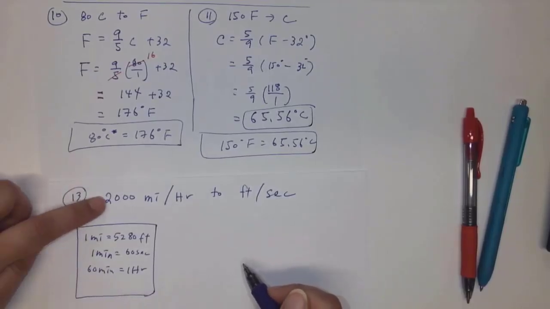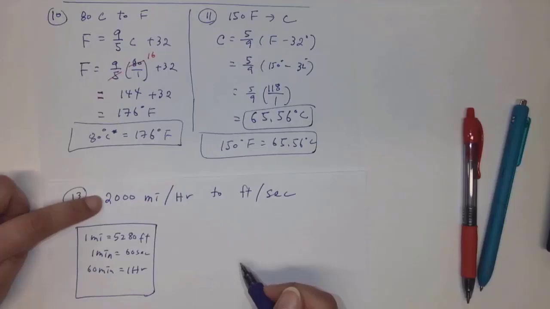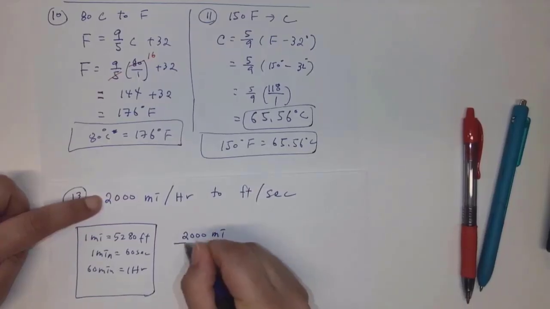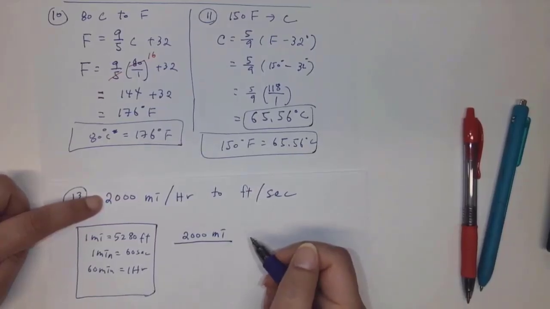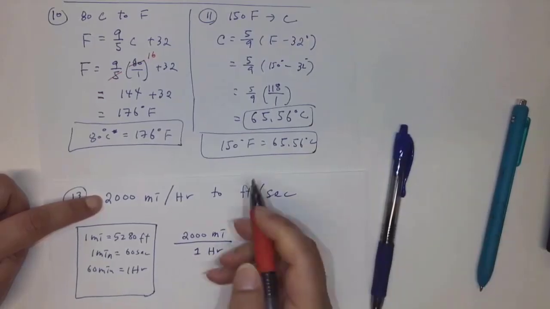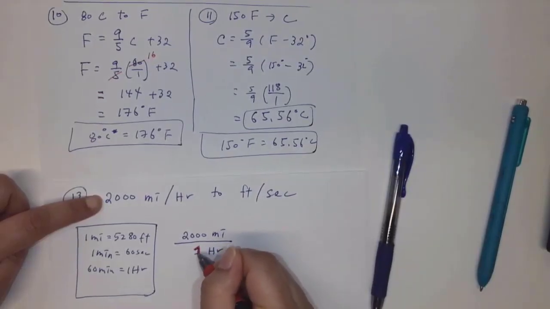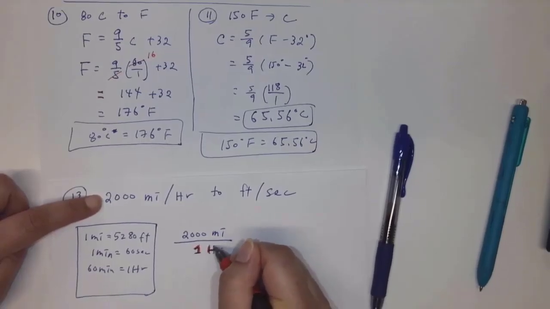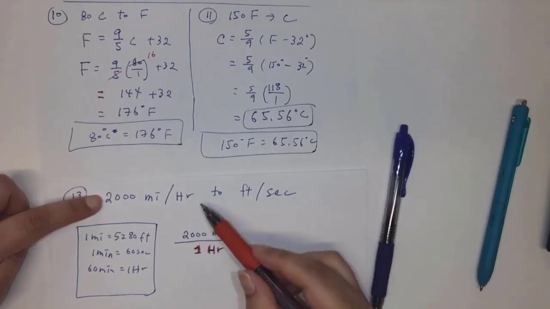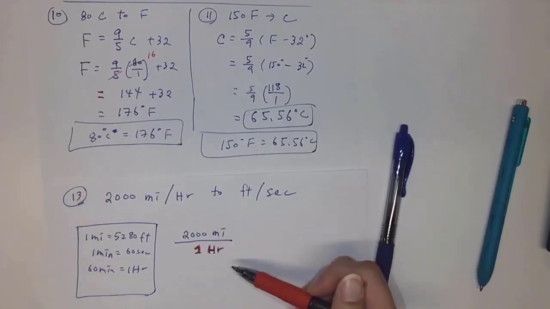So this is the part a lot of you miss. What does this number mean? 2,000 miles per what? How many hours? 1 hour. So I don't know why, but this was a problem on the quiz. So this means 2,000 miles per 1 hour. This is the special kind of rate, right? It's 2 different units. The second one is 1 unit.